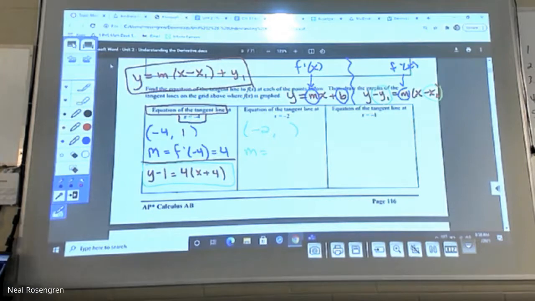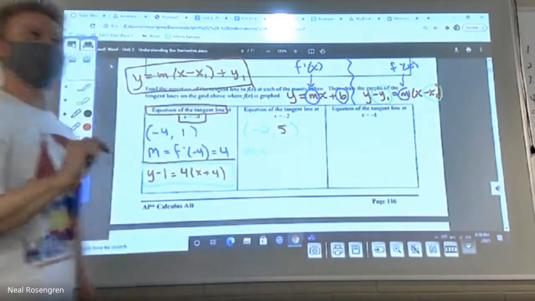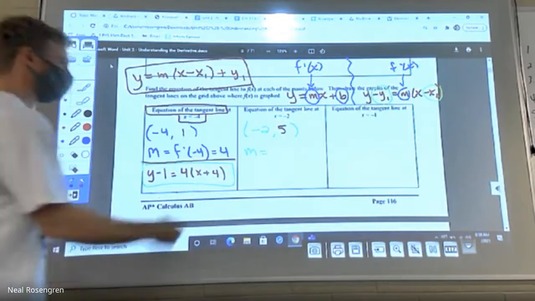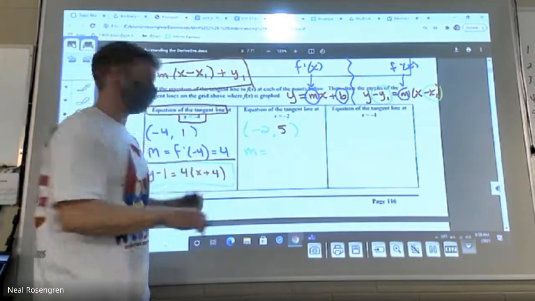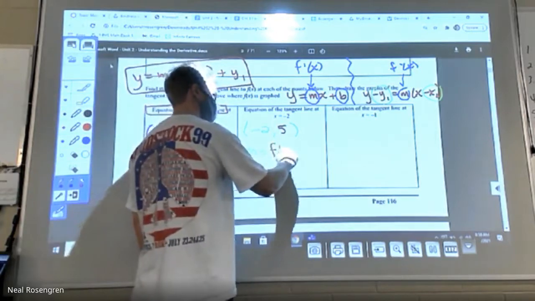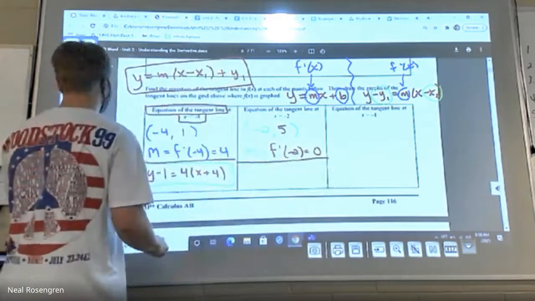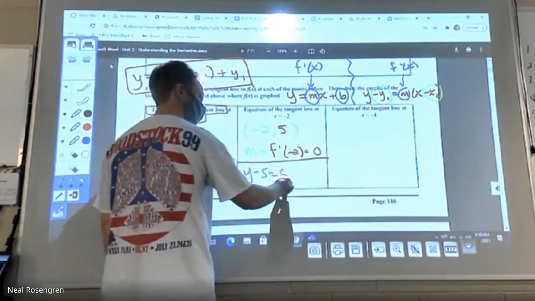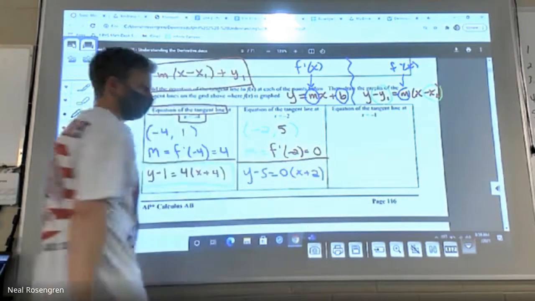So let's go to -2. What's the y value at that spot? 5. Cool. So nice when they draw a graph for us, we don't even have to plug it in. But if they just gave us a function, we would just plug it in, see what happens. What's the slope of the tangent line at -2? 0, because the value of the derivative at -2 is 0. And if I know both of those things, I can come up with the equation of the tangent line that looks like that.